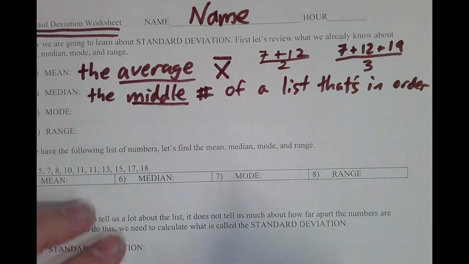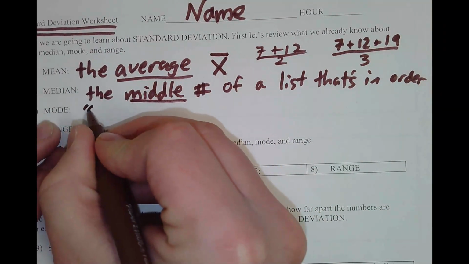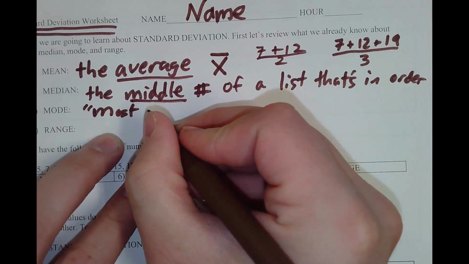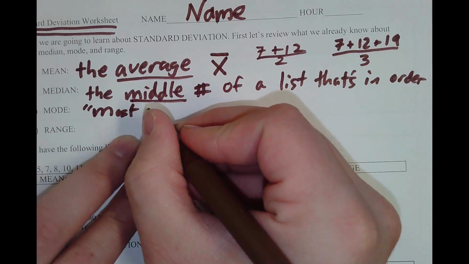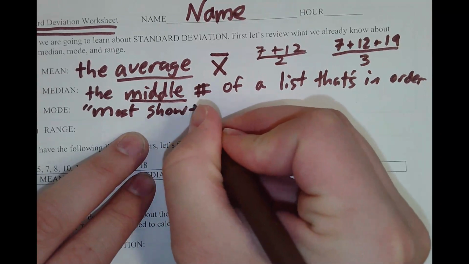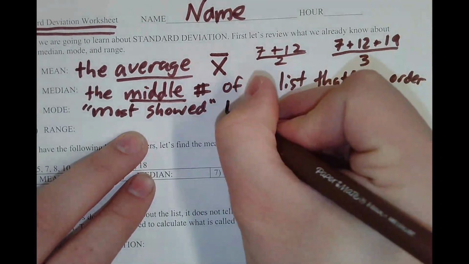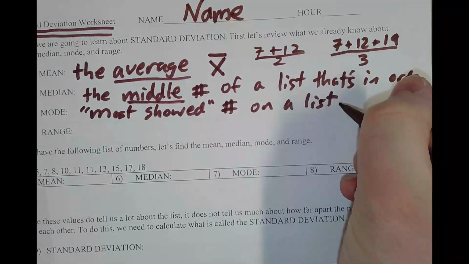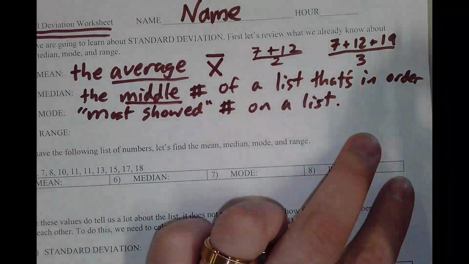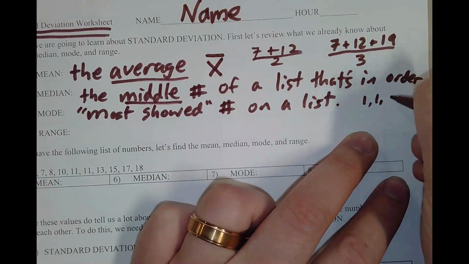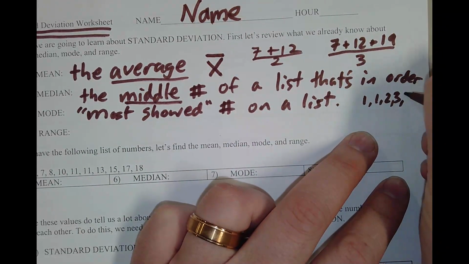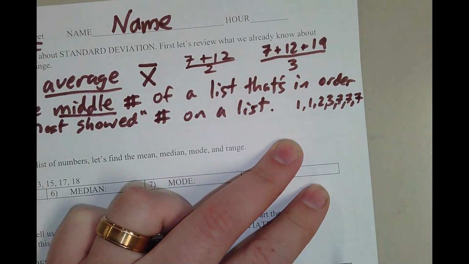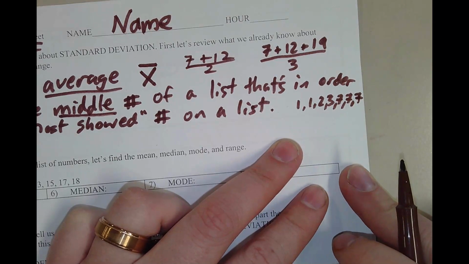Okay, next up is going to be mode. Mode, most showed. So I like to remind myself, what is the mode? The mode is the most showed number on a list. One thing that's important to note: for example, if I gave you 1, 1, 2, 3, 7, 7, 7, what is the most showed number? Yeah, the most showed number is 7.